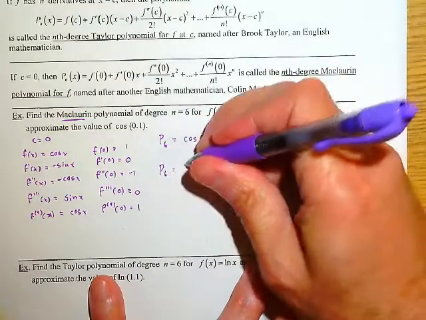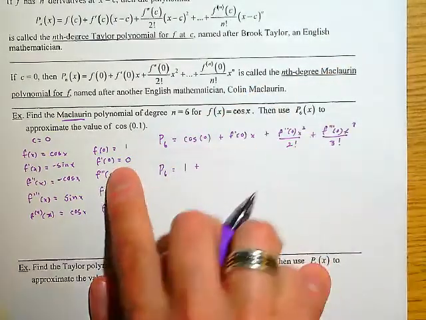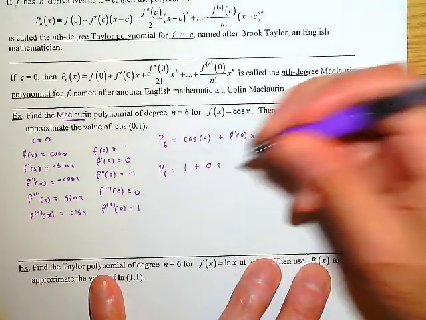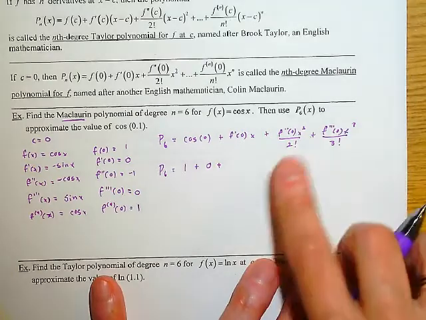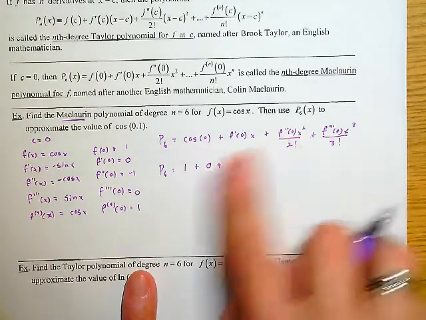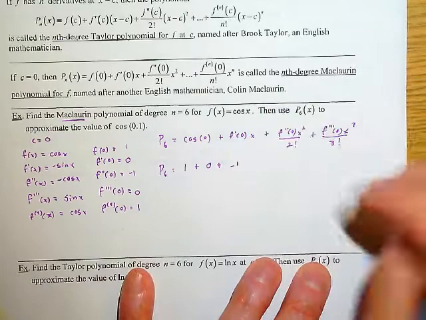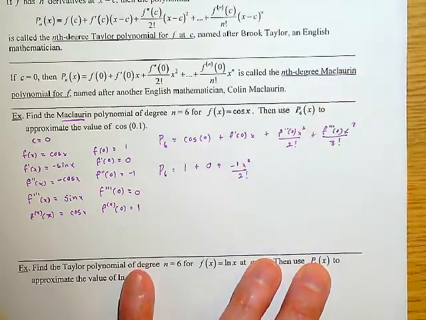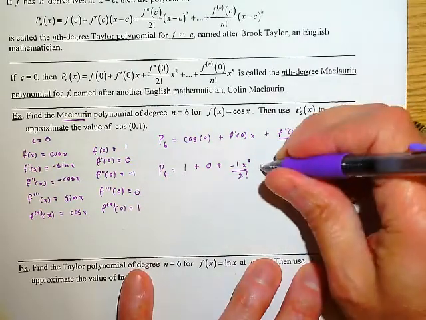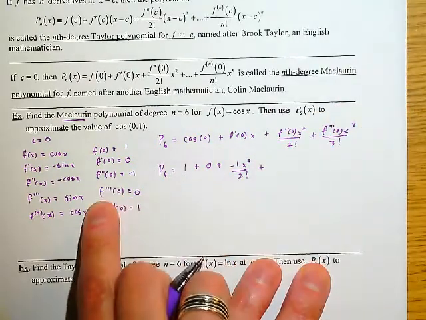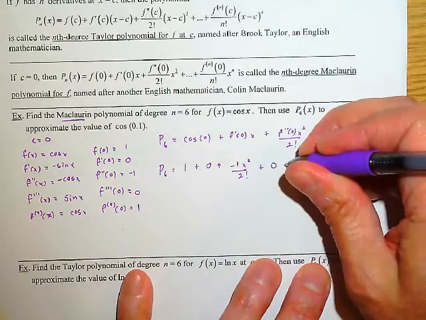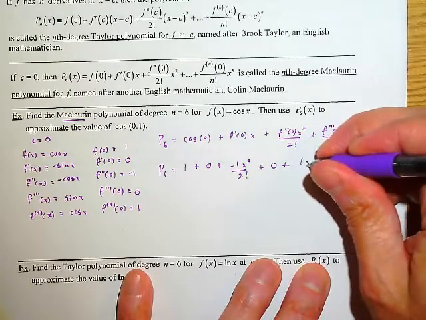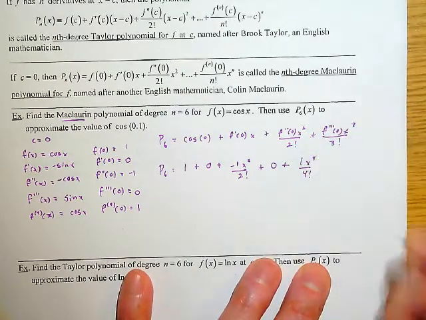Cosine of 0 is 1, plus my next derivative is 0. So do I even need that? Well, this first time we'll write it. This next time we won't need it. The second derivative is -1, x squared over 2 factorial. Plus my third derivative, since I made my table here, third derivative is 0, so 0 times who cares, plus the fourth derivative is 1, x to the fourth over 4 factorial.